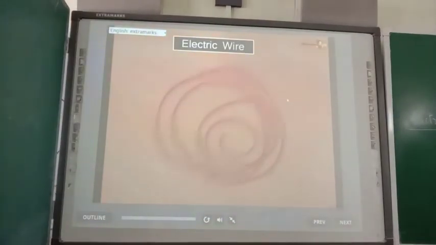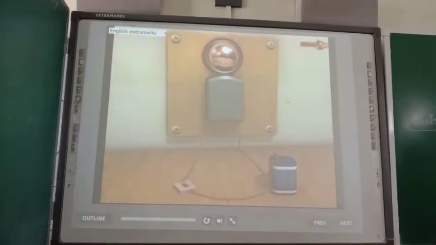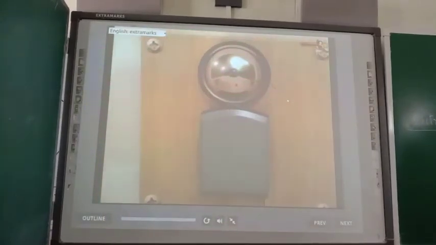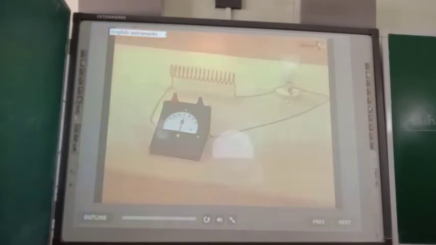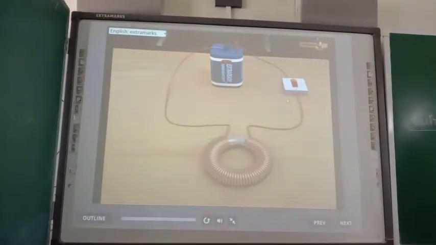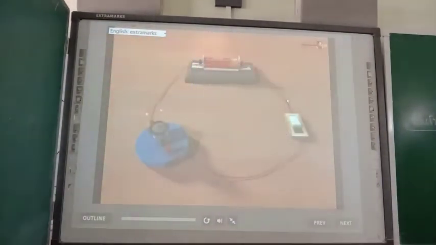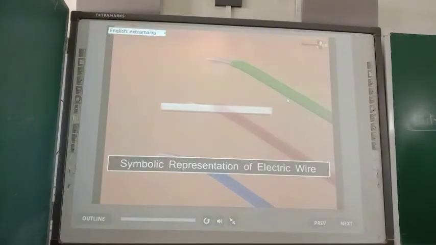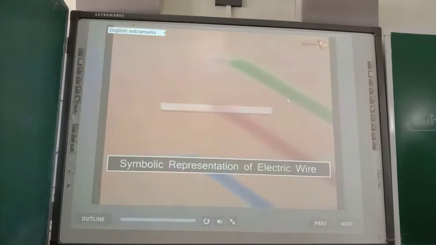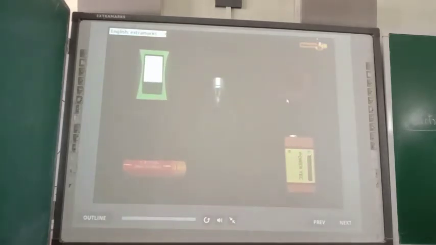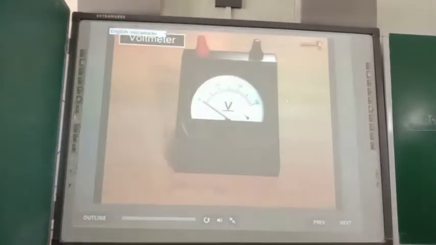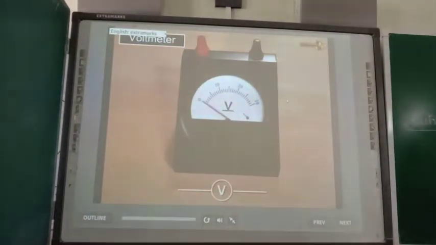Electric wire. It connects different electric components in an electric circuit and allows electric current to pass through them. The symbolic representation of electric wires is a single line. Besides these components, there are many other electrical components which we will study in higher classes.